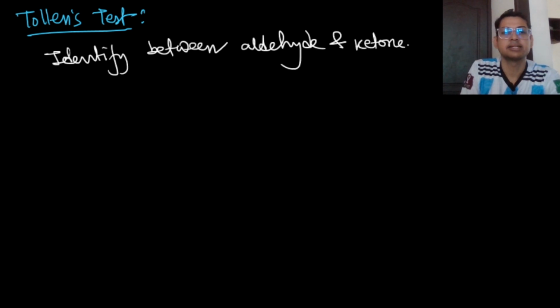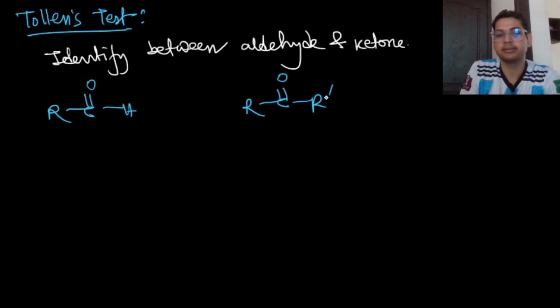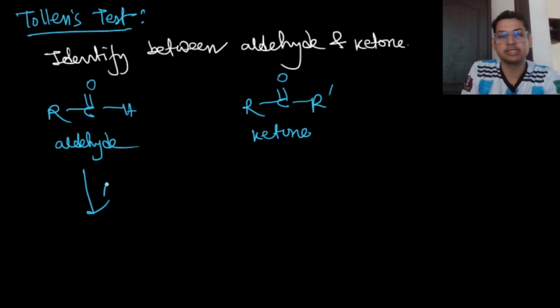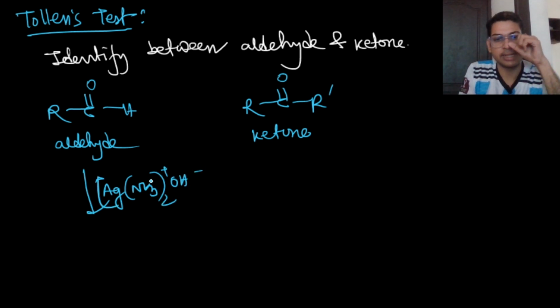Suppose you are having an aldehyde like this, R-C double bond O-H, and suppose you are having a ketone like this, R-C double bond R dash. This is aldehyde and this is ketone. So what happens if you are giving Tollens? Tollens means Ag(NH3)2+ OH minus.